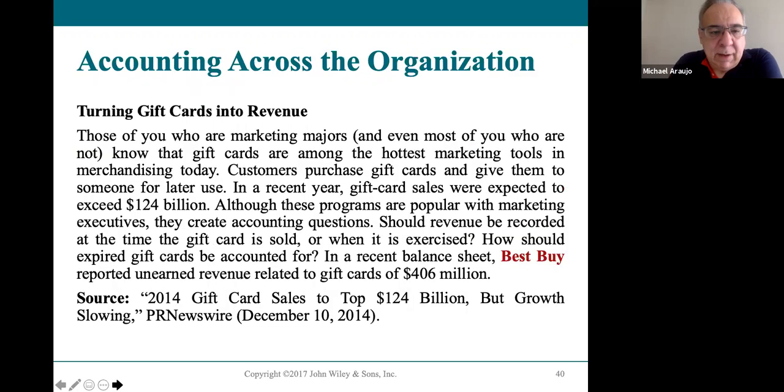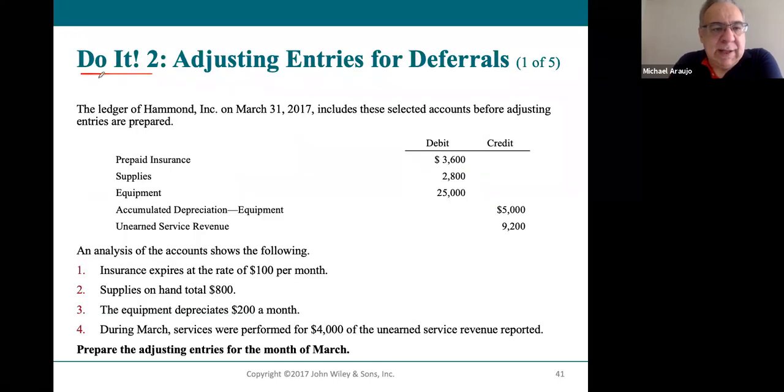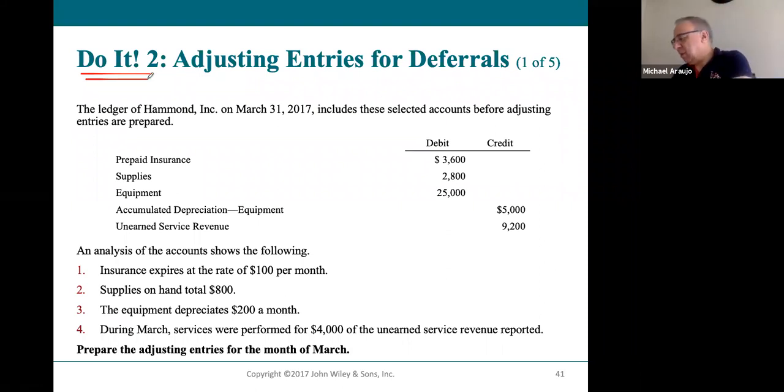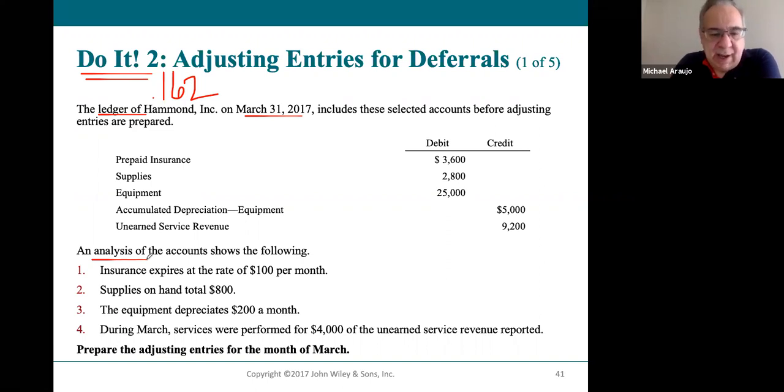Okay. So this leads us to our last page here. If you're in your book, it's page 162. So this is on page 162 in your book. Okay. And here we're at the end of March. We have a company, Hammond Company. They have all these types of accounts listed here at the end. And now they're really doing a double checking process. They're actually analyzing the accounts.